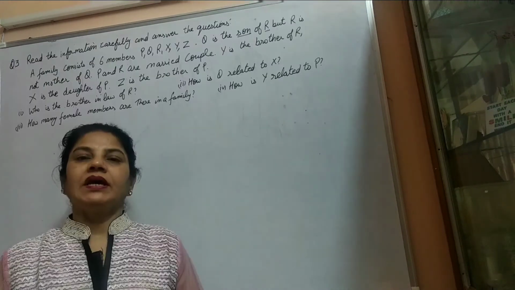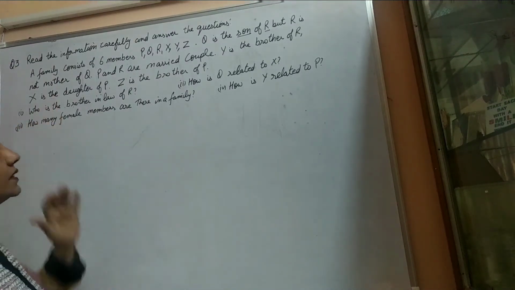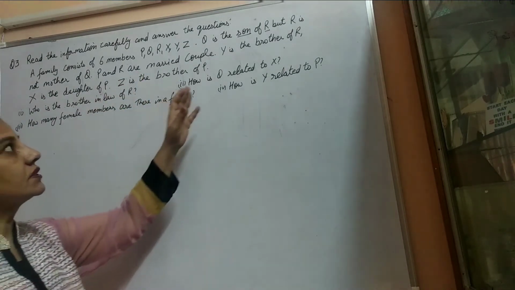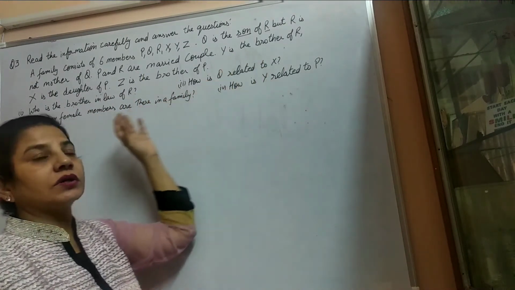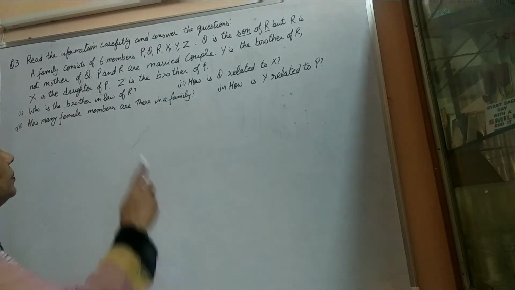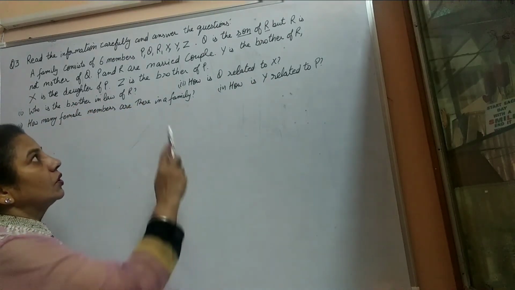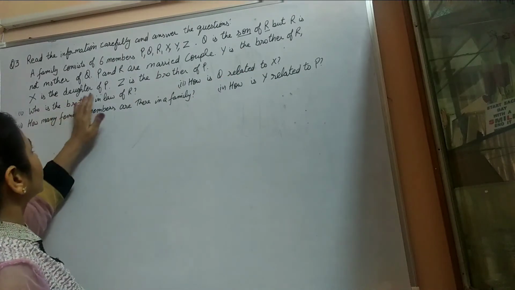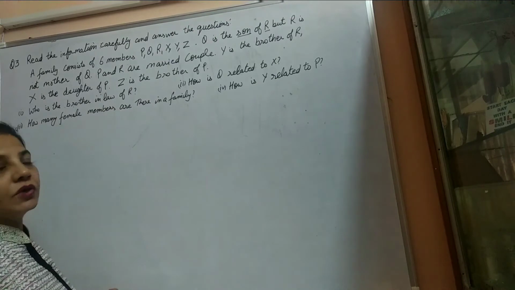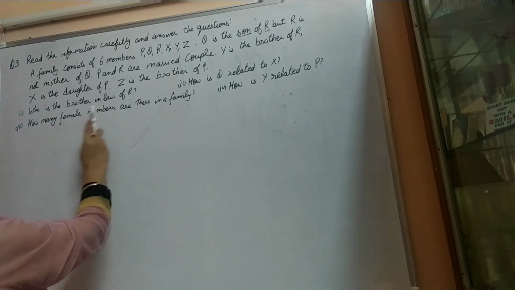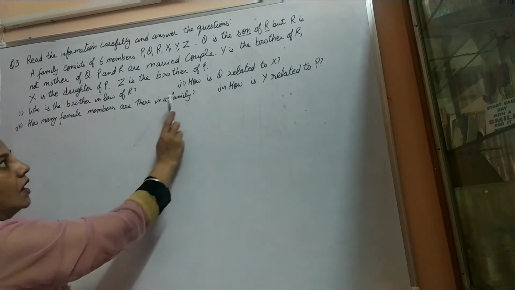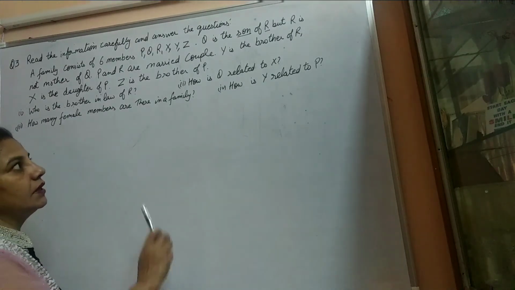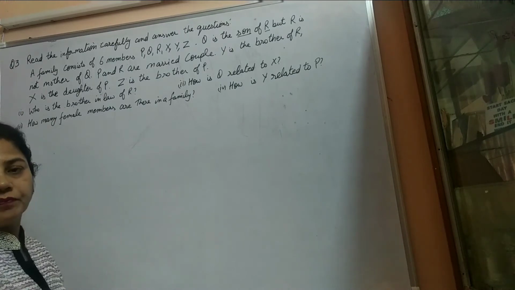Correct? It is given to us a family consists of 6 members P, Q, R, X, Y, Z. Q is a son of R, but R is not a mother of Q. P and R are a married couple. Y is a brother of R. X is a daughter of P. Z is a brother of P. Now you have to find who is the brother-in-law of R, how Q is related to X, how many female members are there in the family, and how Y is related to P.